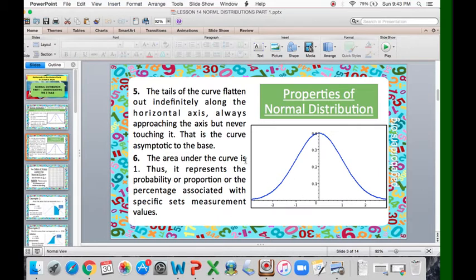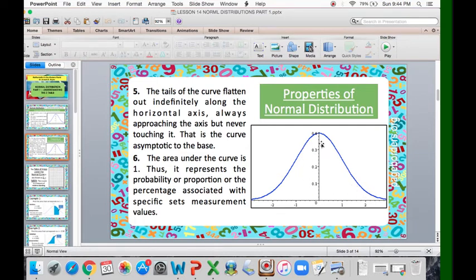The area under the curve is 1. So, yung kabuuan ng area ng curve na to, yan, ay 1. So, it represents the probability or proportion or the percentage associated with specific sets of measurement values. So, ibig sabihin, etong dito sa left side, which are the negative integers, etong dito na to, 0.5 yan or 50% ng proportion.